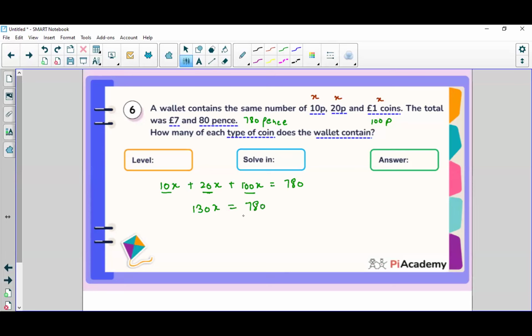And here x would be 780 divided by 130, which equals 6, because 13 times 6 is 78. So x is 6, and the question is asking how many of each type, and I can see all of them have the same number of coins, 10p, 20p, and 1 pound. So each type of coin in the wallet, it's 6 coins of each type. And it was a very, very easy question, and maybe 1 minute is enough to solve it.